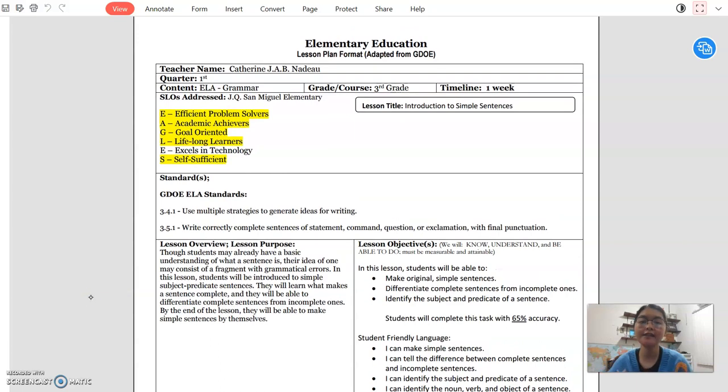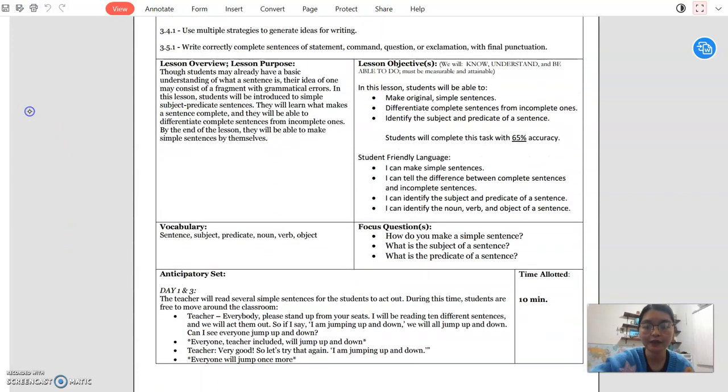So to start off, like I said, the first lesson plan that I chose was the one in grammar. This one is Introduction to Simple Sentences. It is a 1 week long lesson plan, and it is for the 3rd grade. And all of the lesson plans that I have here are actually meant for a 3rd grade class of ELL students. So in this lesson, students will be introduced to simple subject-predicate sentences. They will learn what makes a sentence complete, and they will be able to differentiate complete sentences from incomplete ones.